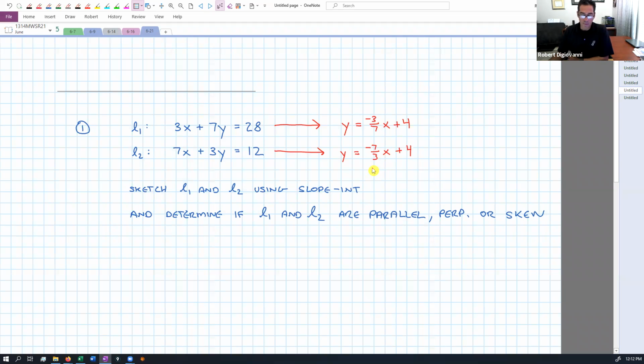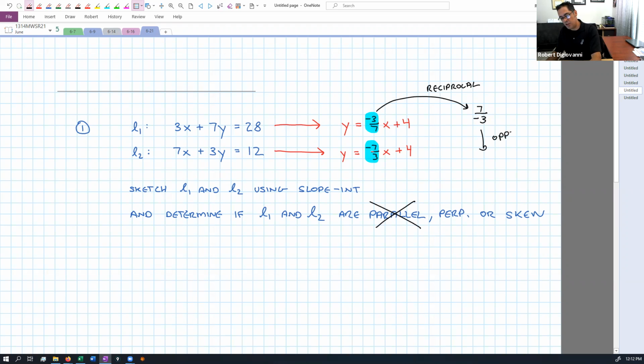Okay, so by just looking at these, we can compare the two slopes. And the question is, first, are they parallel? Well, that would mean these have to be exactly the same, which they're not, right? So we can automatically say they're not parallel. Now, to be perpendicular, these two have to be opposite reciprocals. So if I take this and I flip it over, it becomes 7/-3. But this is the reciprocal, and then I need to take the opposite of it, which changes the sign. So this is actually a negative number, so the opposite would be +7/3.